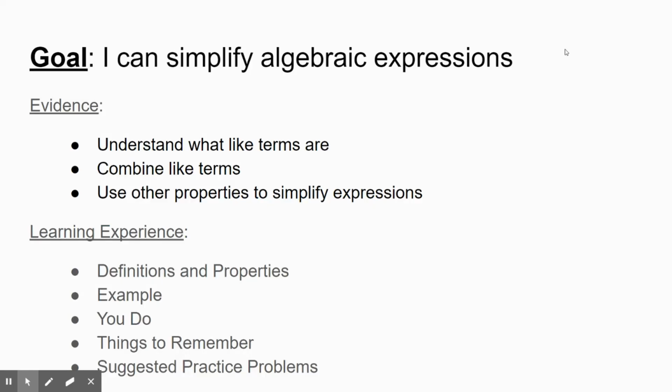In this video, we're going to talk about how we can simplify algebraic expressions. To do so, we're going to first understand what like terms are. After we know what they are, we're going to combine them, and then we're going to use other properties that we've already learned to help us simplify them even further.